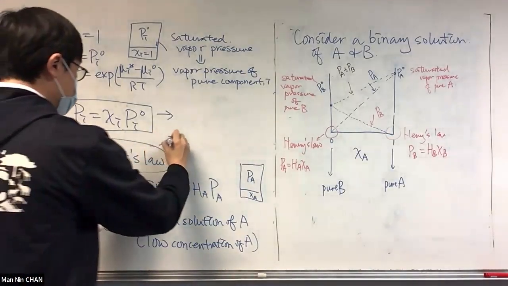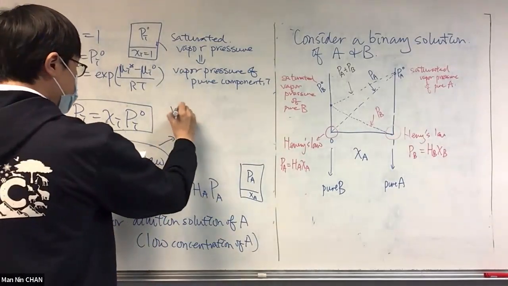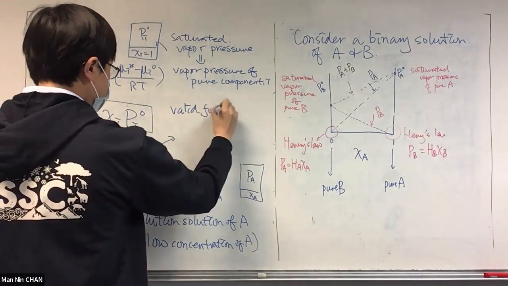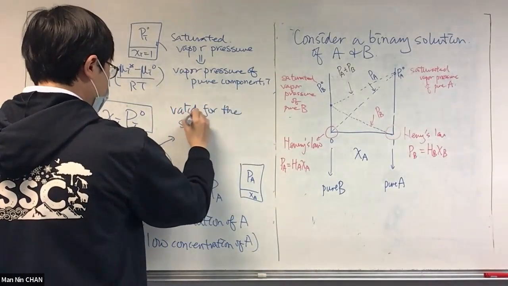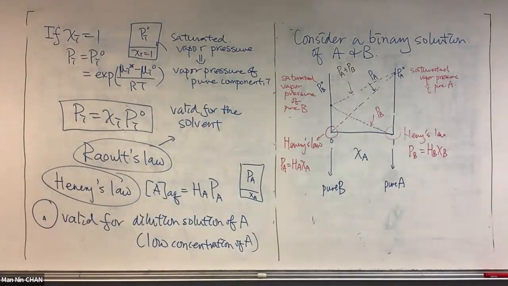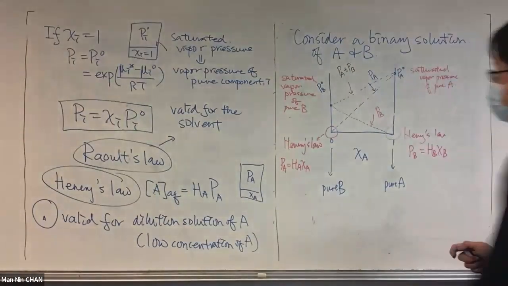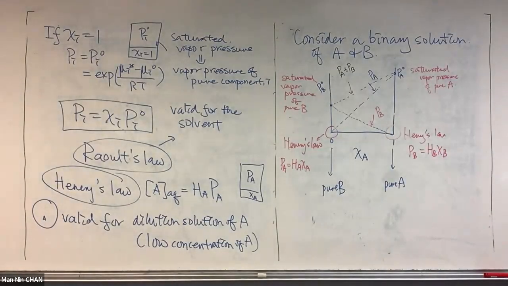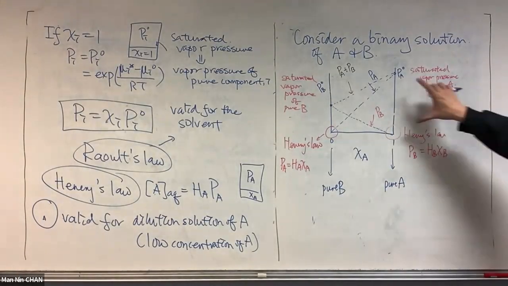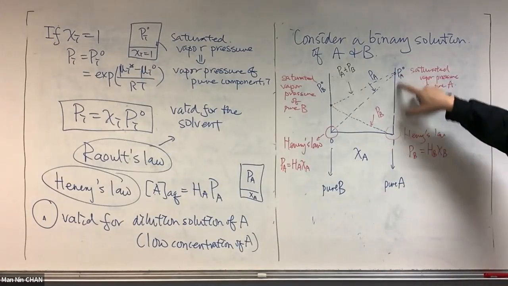Raoult's law is more valid for the solvent. What that means in this case is that when you are the solvent, you have a high concentration, right? So if you want to predict the high concentration of the solvent, let's take the extreme here. This is as close to pure A, right?